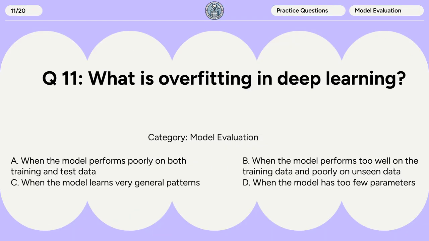Question 11. What is overfitting in deep learning? A. When the model performs poorly on both training and test data. B. When the model performs too well on the training data and poorly on unseen data. C. When the model learns very general patterns. D. When the model has too few parameters.